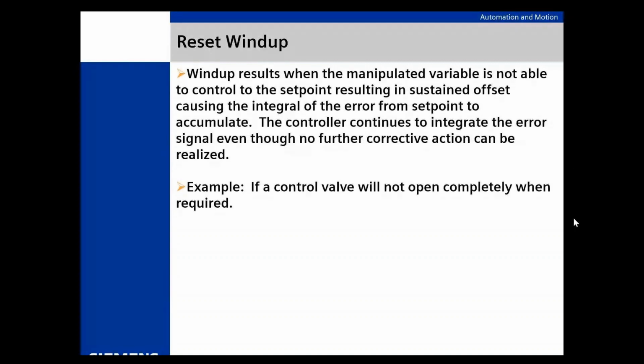And here's the result of that. It'll wind up. It says, wind up results when the manipulated variable is not able to control the set point, resulting in a sustained offset. An example is a very good one. If the control valve won't open, something's blocking it.